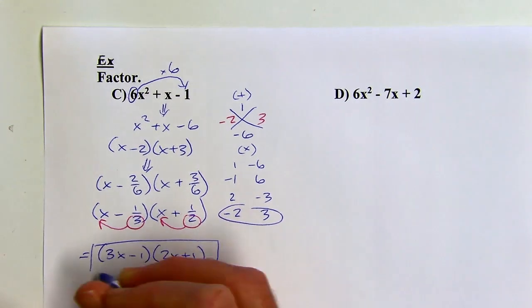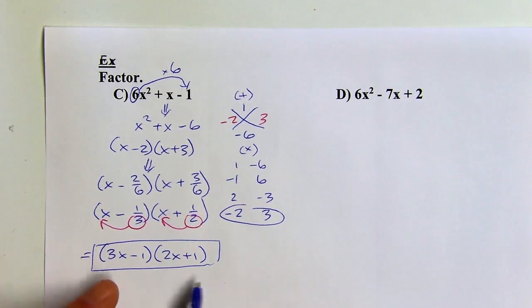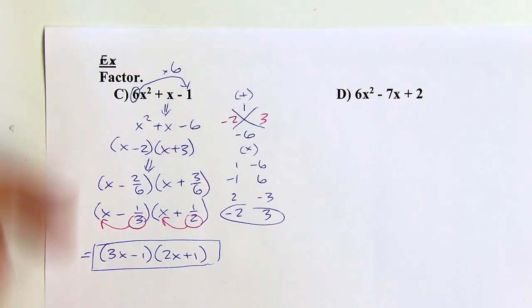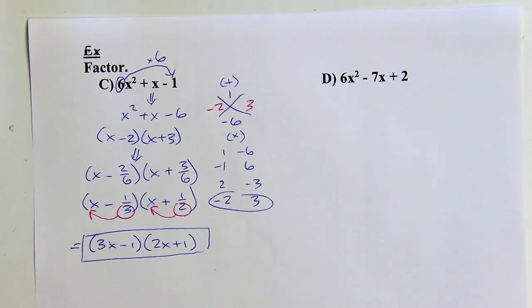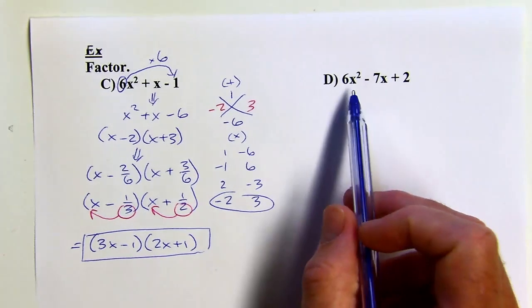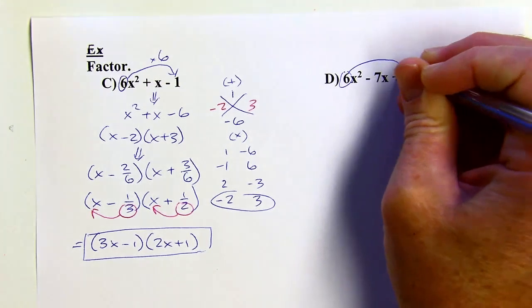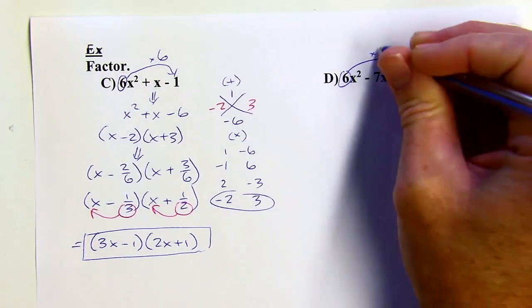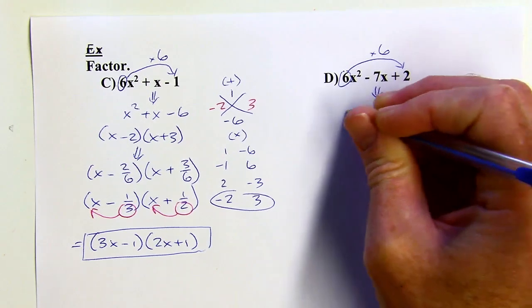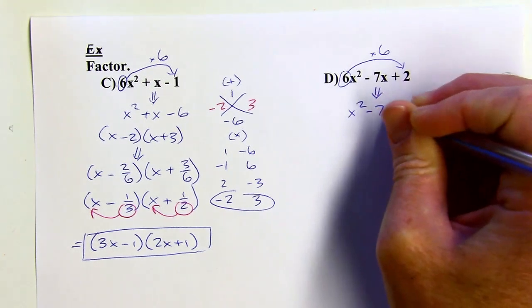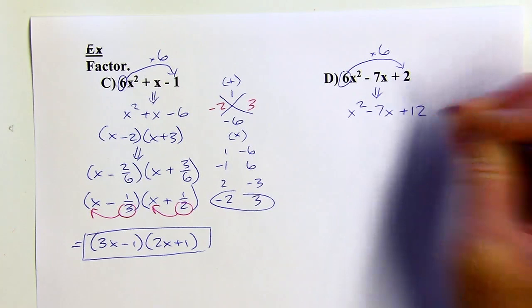And as always, you can check this by foiling it together. That should put you back to 6x squared plus x minus 1. Okay. All right, next one. There's no common factor here either, so I'm again going to modify by multiplying by 6 here. Okay, so that will give me x squared minus 7x plus 12.